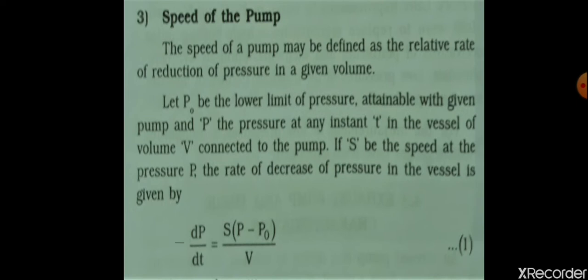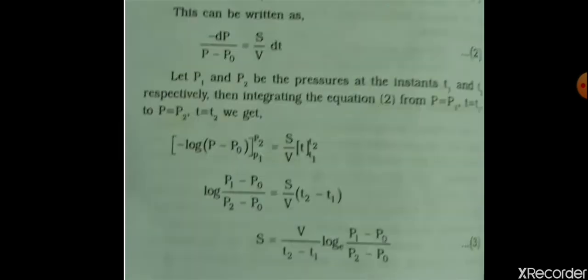The speed of the pump may be defined as the relative rate of reduction of pressure in a given volume. Let P naught be the lower limit pressure attainable with a given pump, and P be the pressure at any instant of time t in the vessel of volume V connected to the pump. If S is the speed of the pump at pressure P, the rate of decrease of pressure in the vessel is given by a simple equation: minus dP by dt is equal to S into (P minus P naught) divided by V. Call it equation 1.